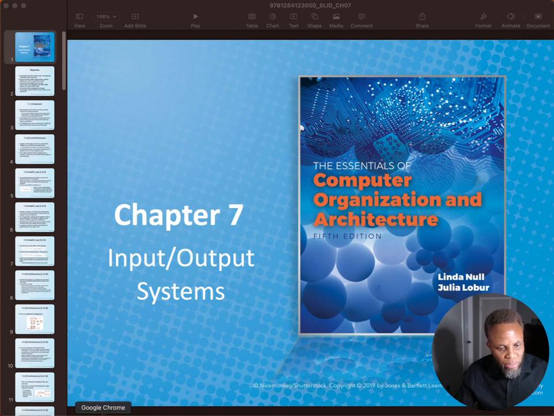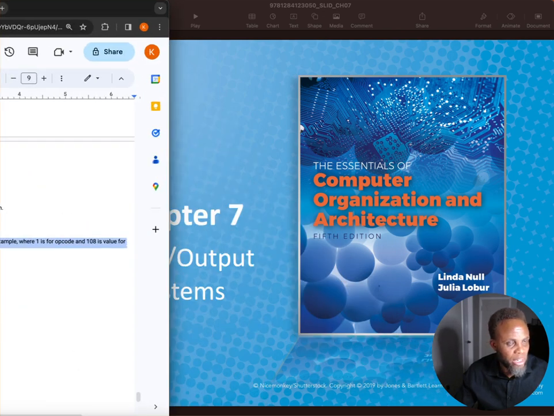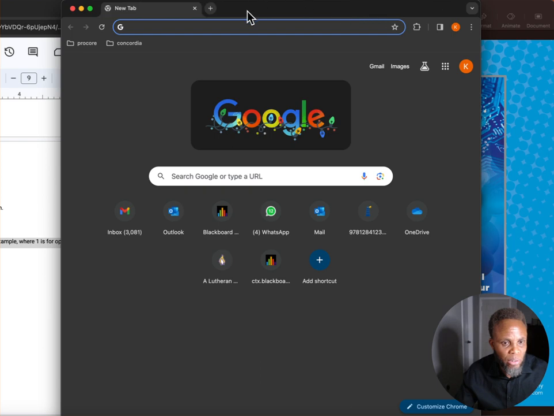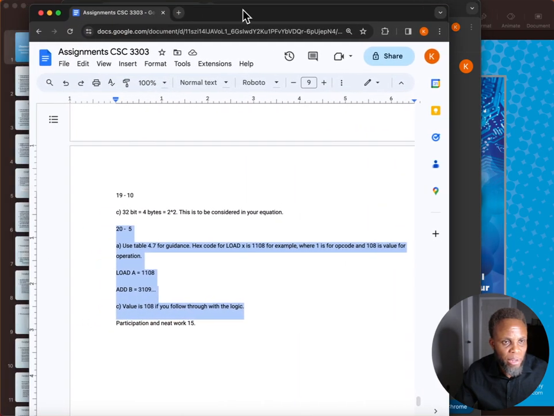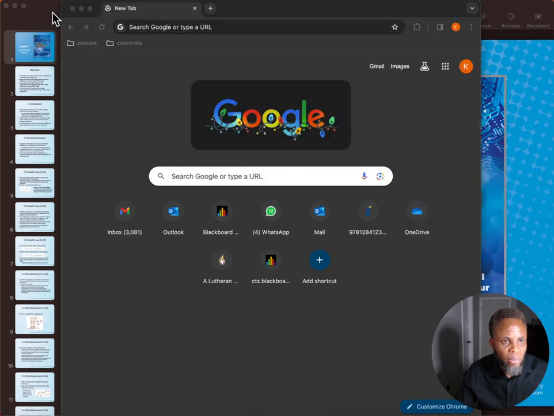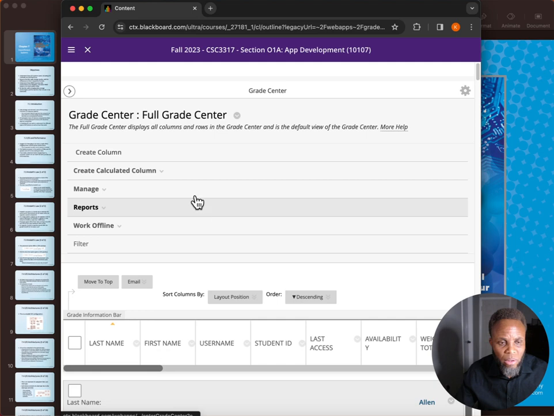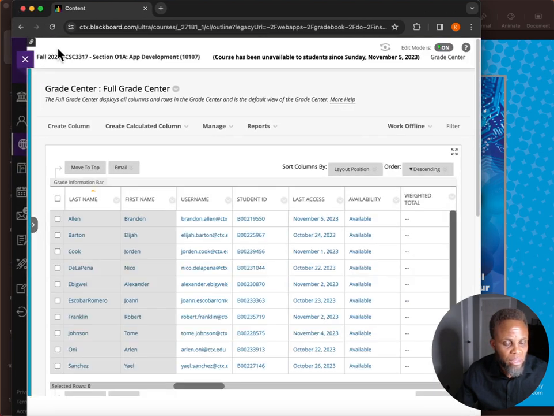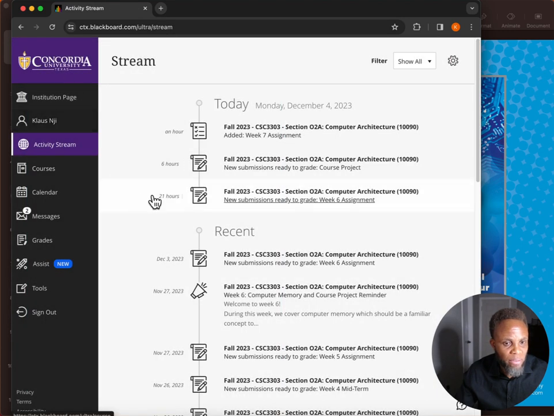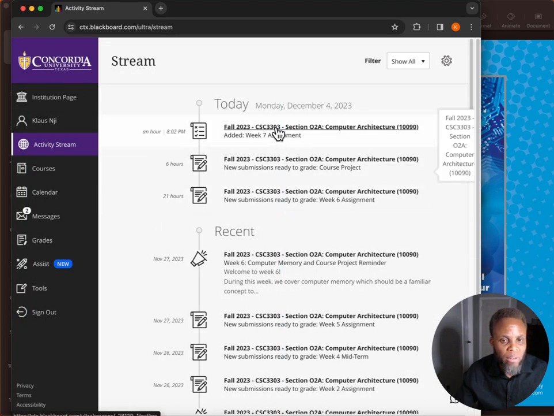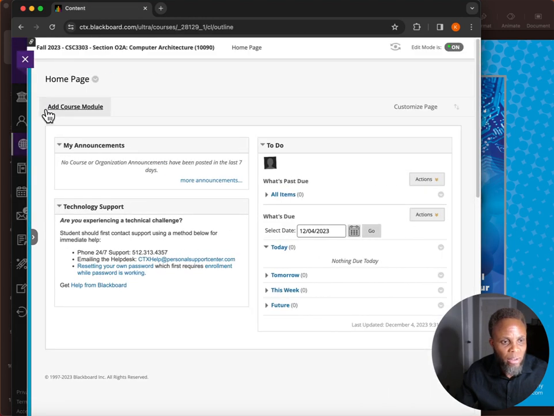I changed the syllabus. There were some errors which I just modified to capture what we're going to be covering this week. We're going to be covering sections 7.1 to 7.5 of chapter 7. And then we're also going to be covering 8.1 to 8.5 of chapter 8.